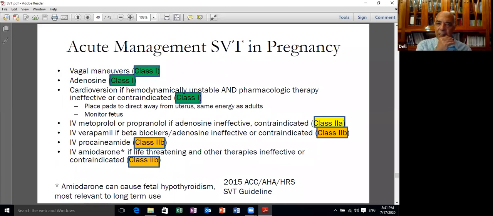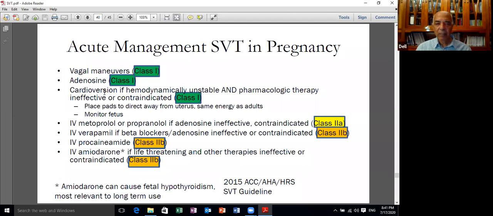How do you treat supraventricular tachycardia in pregnancy? Vagal maneuvers again work very well, particularly if you allow the patient to lie back or on the side to avoid inferior vena cava compression. You can use adenosine. You can cardiovert the patient. There's no contraindication. Pregnancy is not a contraindication to cardioversion, but keep the paddles away from the upper abdomen.